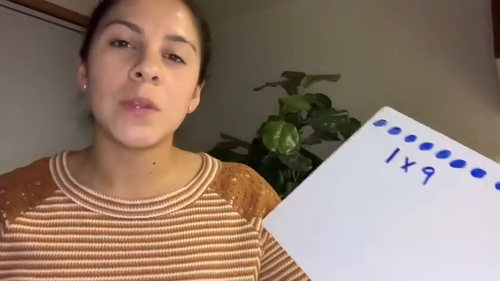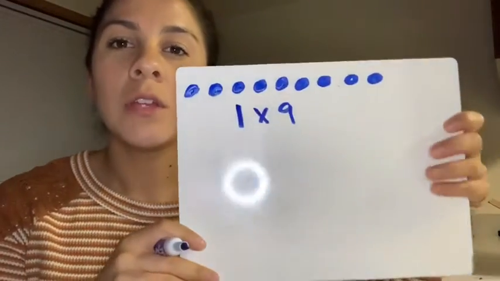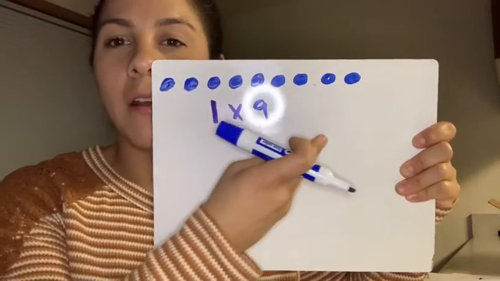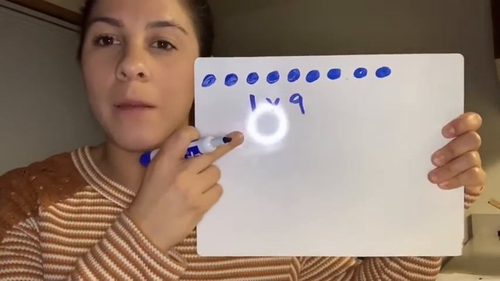Use 9 discs to create as many arrays as possible. Then we'll see how many dimensions we came up with. When creating arrays, we know we can always start out with 1 row. So if you use one row with 9 columns, your dimension would be a 1 by 9.